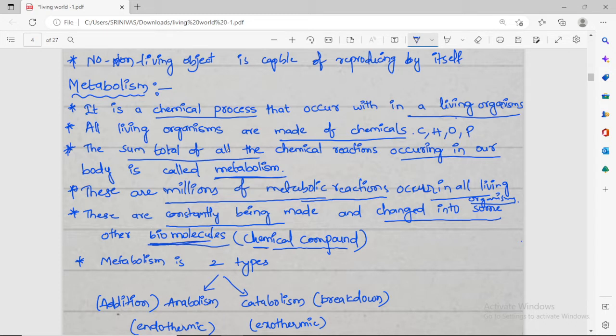Chemical reaction means one chemical A reacts to form another chemical B; that is called a chemical reaction. This chemical reaction done in our body is called metabolism. For example, these chemicals are used in the digestion process. These millions of chemical reactions are called metabolism.